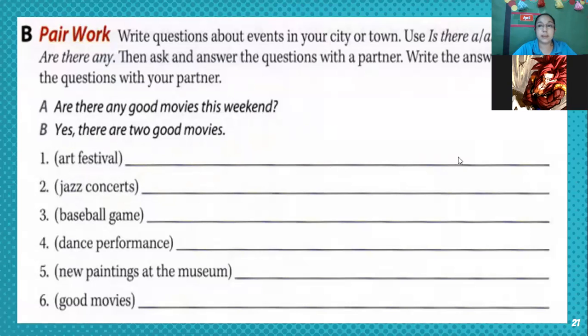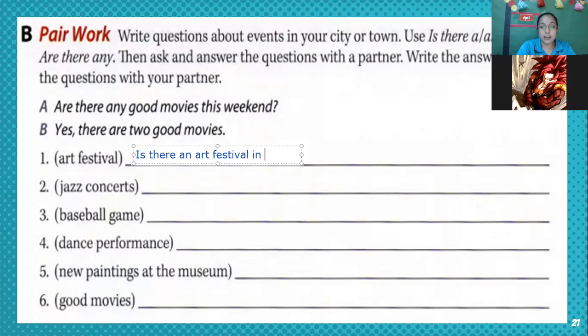Next one, Art Festival. Okay, Diego de Leon, give me the question using Art Festival. You use is there a or an, or you use are there any? Is there a art festival in Cisco? Okay, excellent. Cisco is the name of the place, a proper name, so you say it in that form. Is there an, in that case, because the next word begins with a vowel. Is there an art festival?